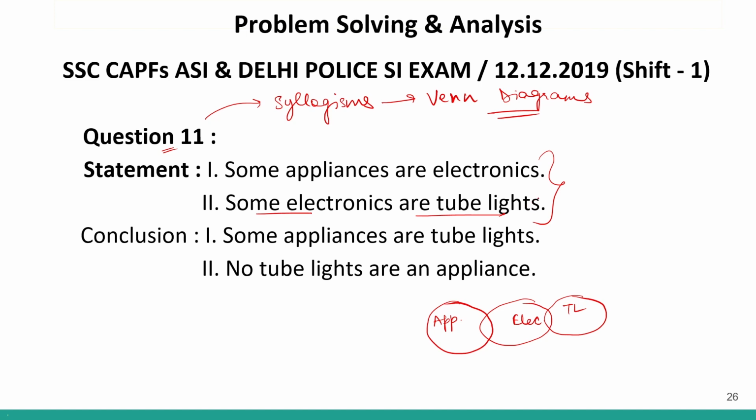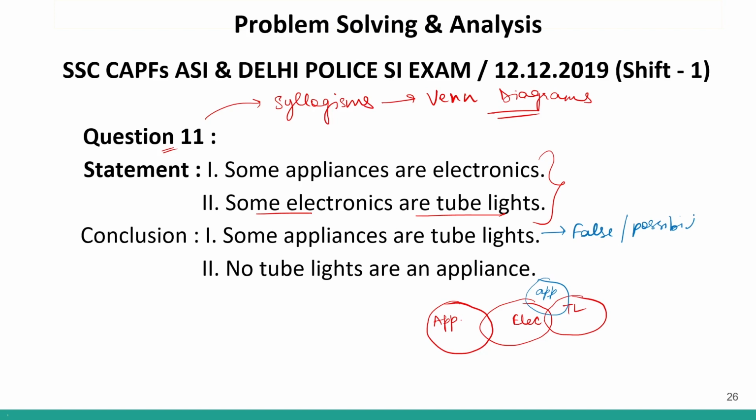So, this can be the representative diagram for these statements. Now, let us look at the conclusions. Some appliances are tube lights. So, appliances and tube lights. First of all, if we draw appliances like this. So, if I draw something like this, appliance was here. Some appliances are electronics, correct? Some electronics are tube lights. So, in this case, appliances could be tube lights. So, this is false, but at the same time, this is a possibility as well.